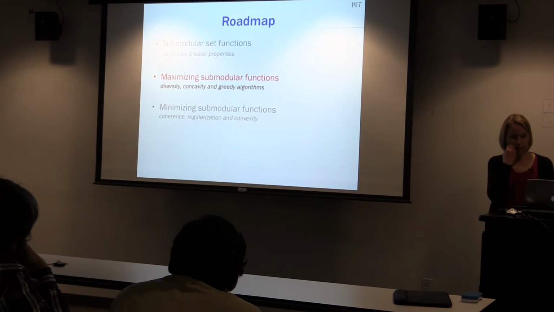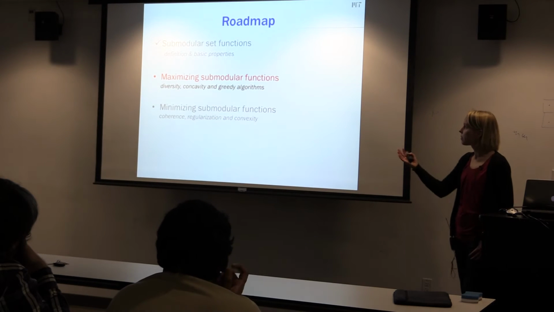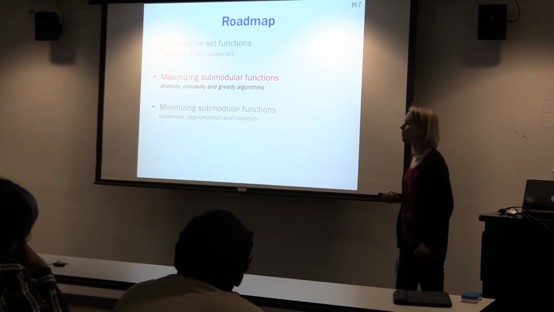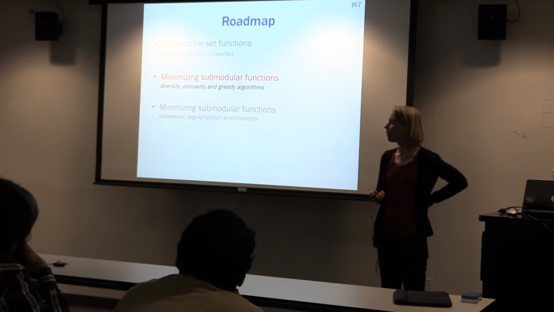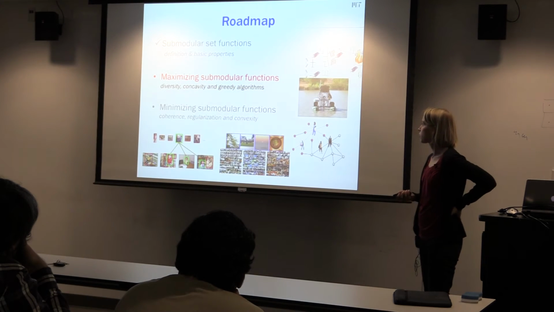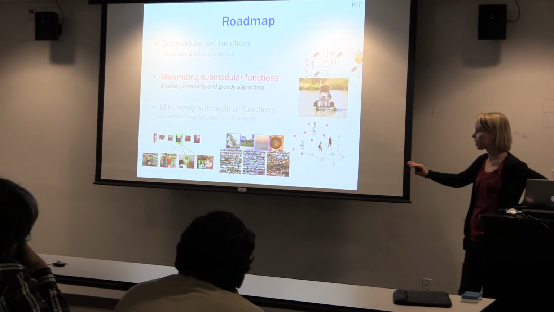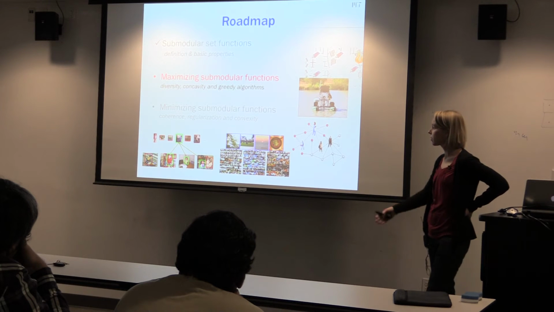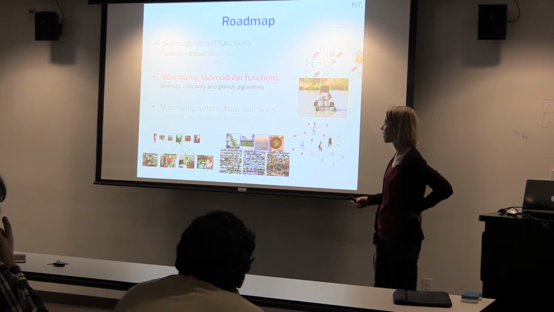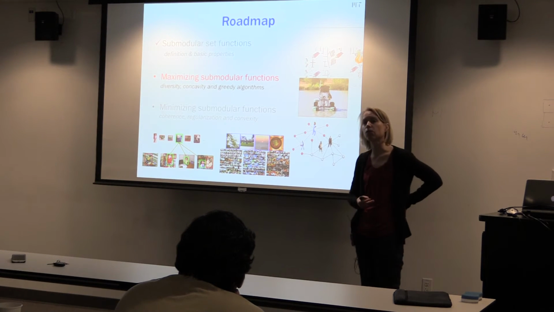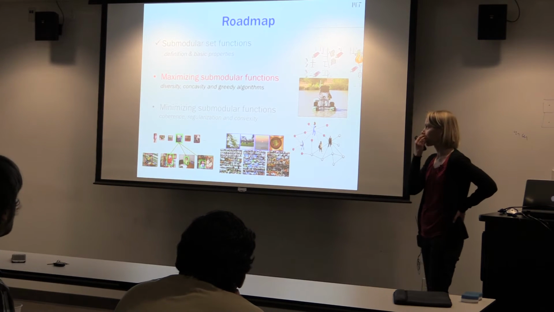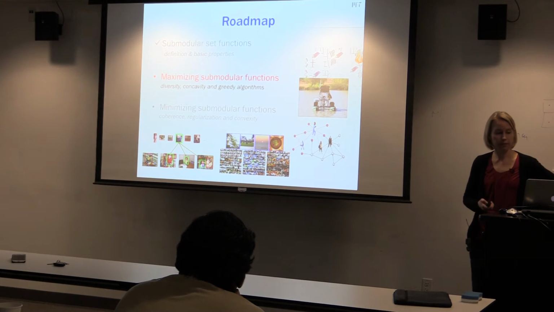Okay, so that said, let's talk about how you would actually optimize a submodular function, and we'll start with maximization. Where does submodular maximization come up? Essentially in all these problems like picking a set, summarization, influence maximization, maximizing information gain. We've also used it for object detection. Many other problems are submodular maximization problems.